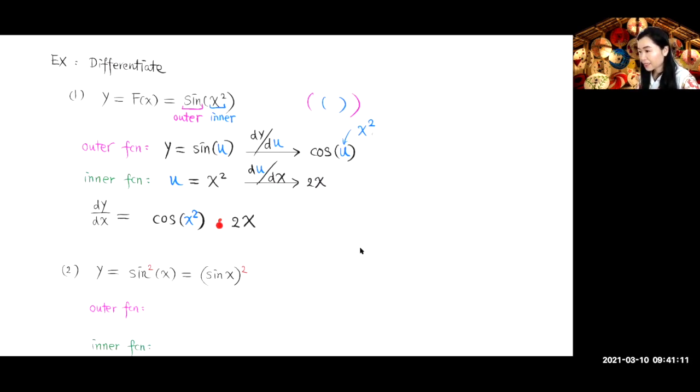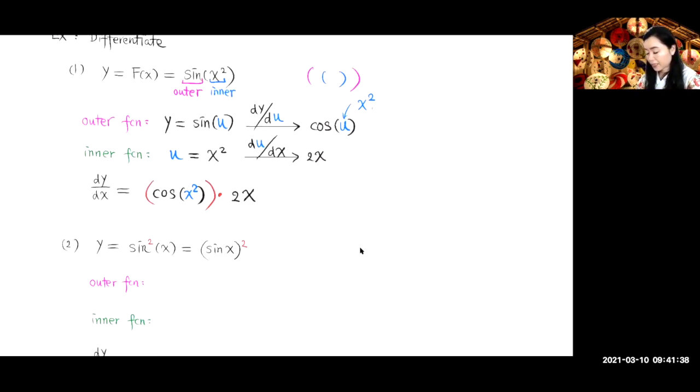Now, this one here, if I write it this way, is a little bit ambiguous. Not quite sure if it is x squared times 2x first, or you take cosine first, right? We're supposed to take cosine x squared first. So to avoid the confusion, it's better that you put a parenthesis over here. That way, it makes sure that we mean that we take cosine x squared first and then times 2x.